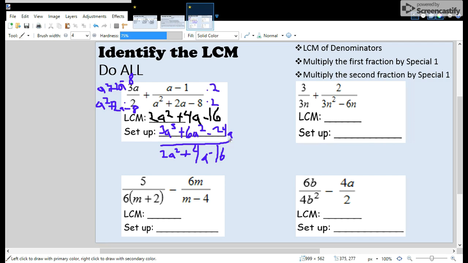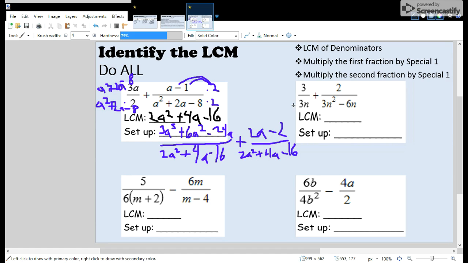So that's our first fraction. Now let's write our second one. We're going to multiply these by 2. So we have 2a minus 2 at the top in our numerator. And then our denominator should be the same thing as our LCM. And that's our answer. That is our setup form. We only need to set it up for this page.